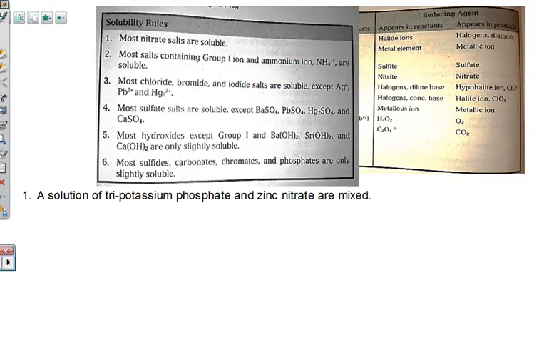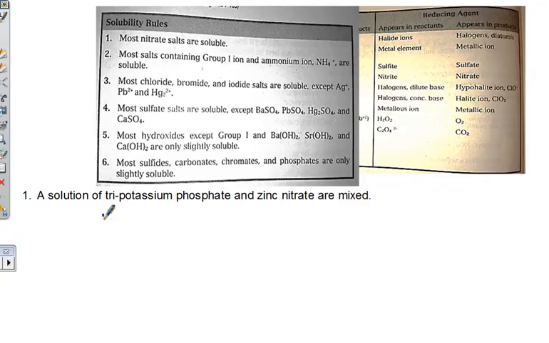The question says that a solution of tripotassium phosphate is mixed with zinc nitrate. First things first, this is a lot simpler than oxidation reduction. All we're going to do is make sure the charges are balanced, and then we're going to check for solubility. First things first, tripotassium phosphate.